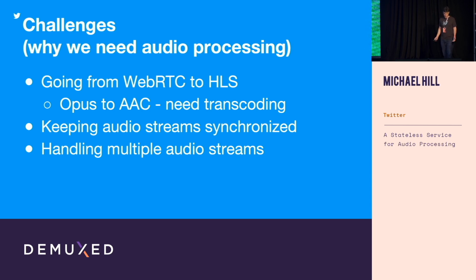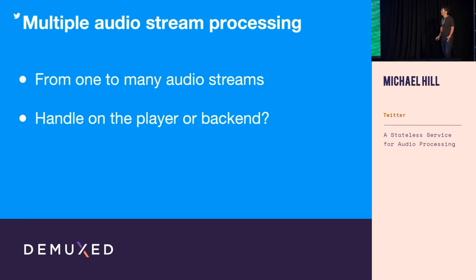In addition, we have multiple audio streams instead of just one. So we want to keep those synchronized. We want to make sure that conversations still sound conversational, things happen in the right order, and we want to handle these multiple audio streams during playback nicely. So, multiple audio stream processing. We're going from one to many. What does that mean? Do we handle that on the player or the backend? We have a decision to make.